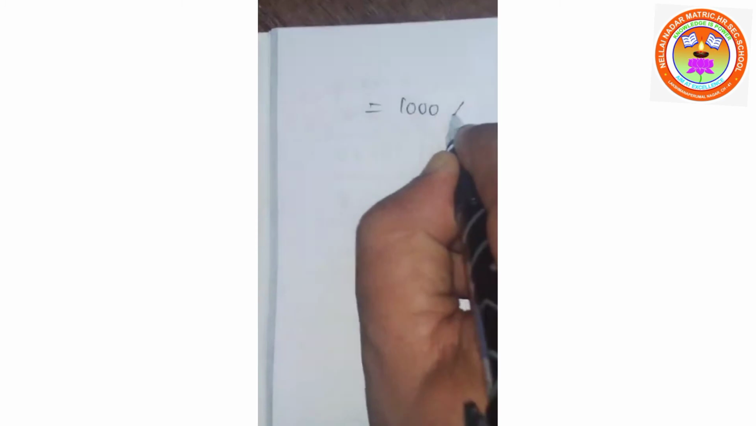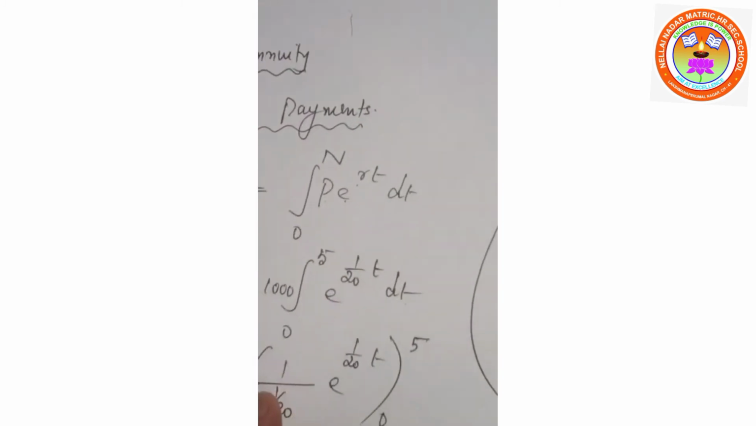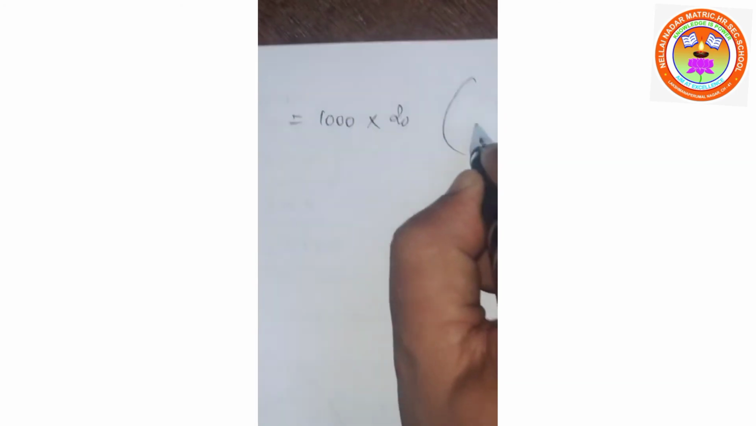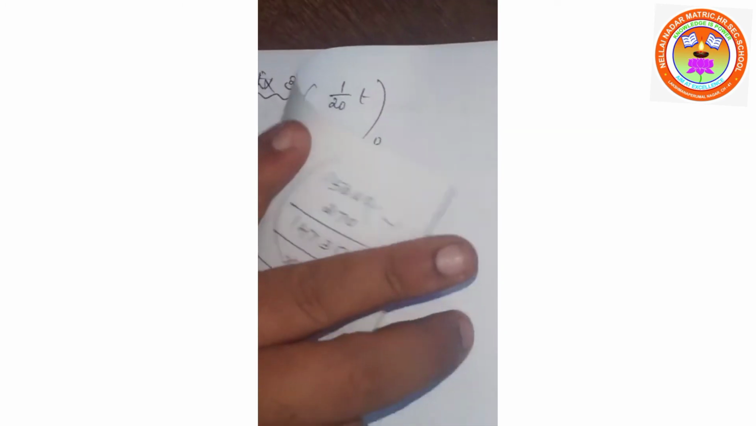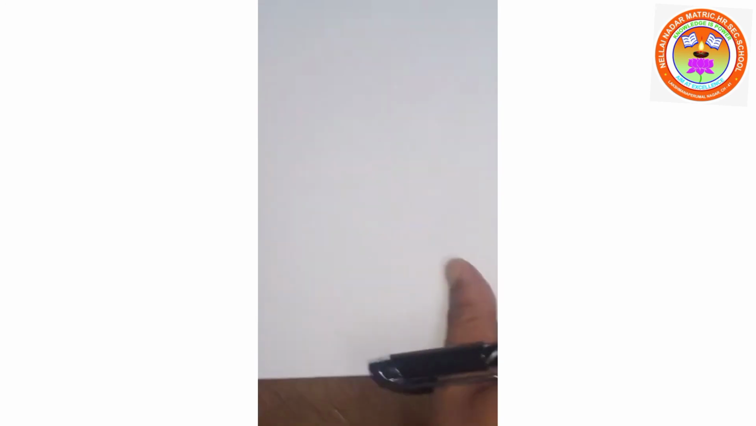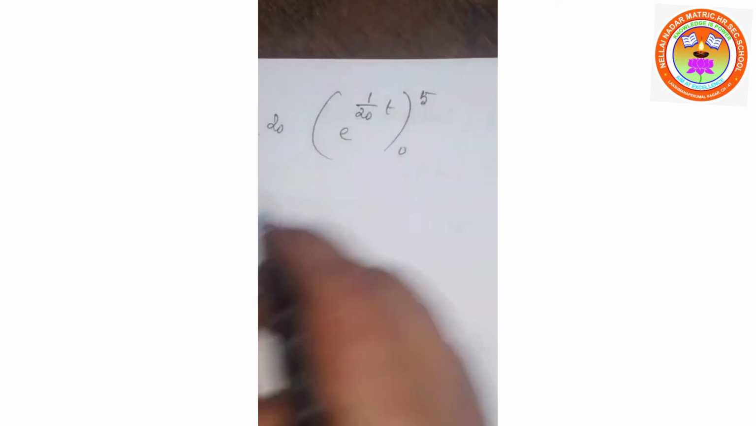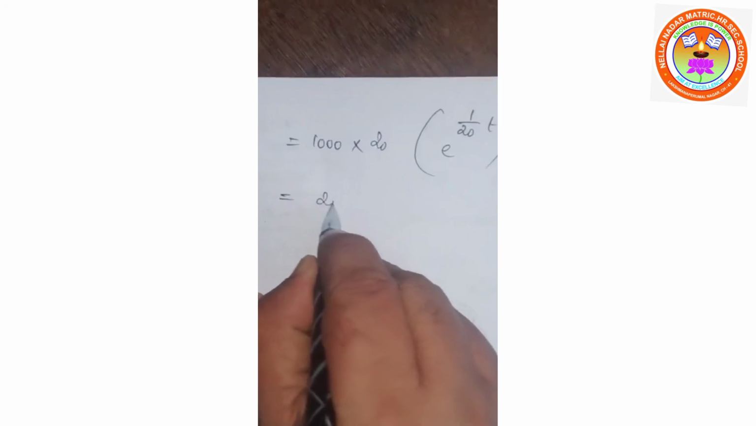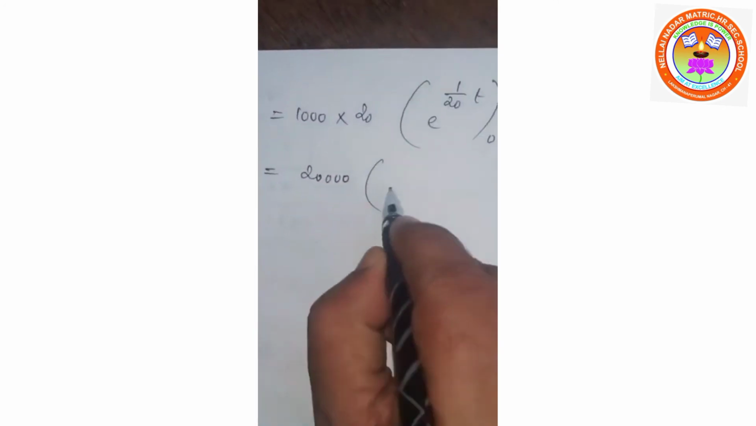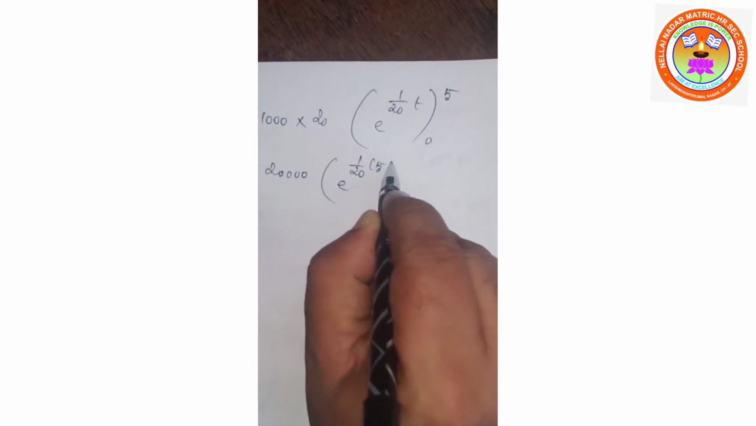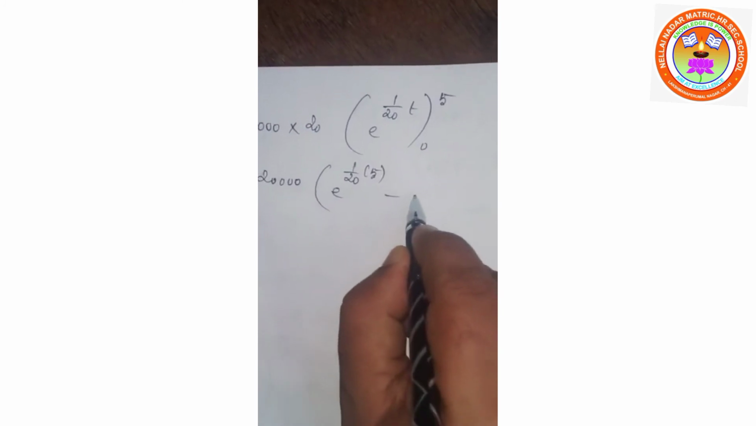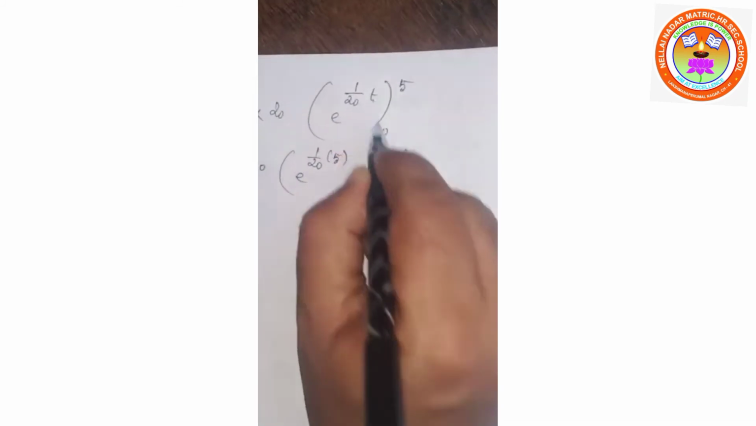1000 into, division becomes multiplication, 1 by 20 reciprocal is 20, into 20 e power 1 by 20 into t, integral 0 to 5, equals 1000 into 20 equals 20,000. E power 1 by 20 into upper limit is 5 minus e power 1 by 20 into lower limit is 0.